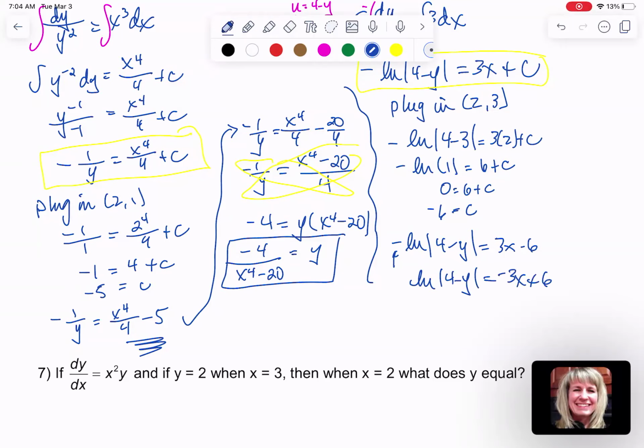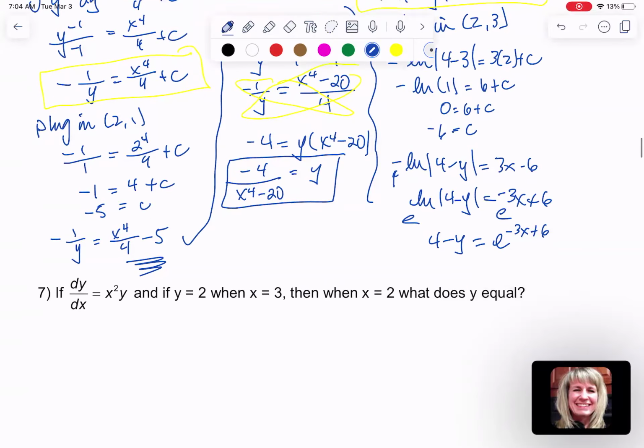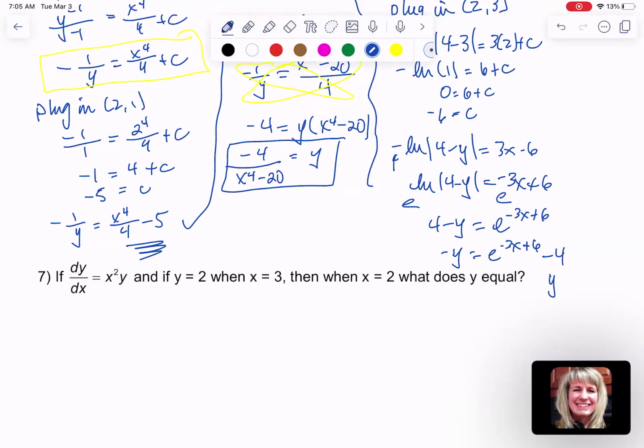And then we're going to get that argument out of the natural log. So do the e thing on both sides. So this will end up being 4 minus y equals e to the negative 3x plus 6. Move your 4 over. That'll be minus 4. And then divide through by a negative 1. So we get y equals a negative e to the negative 3x plus 6 plus 4. And that's your particular solution.